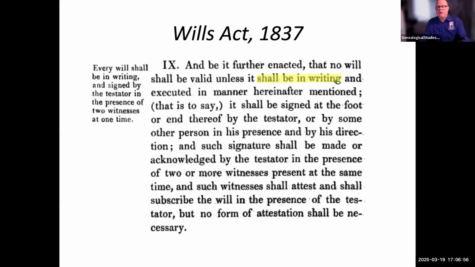Now, why am I showing you a law that says exactly like the last one did? The last one just talked about land. The Wills Act talked about everything. So every kind of property that you can imagine. If it's covered in a will, the will has to be in writing. The will has to be signed at the foot or the end by the testator. So you can't sign at the top, you can't sign at the side, you've got to sign it at the bottom. Why would they do that?